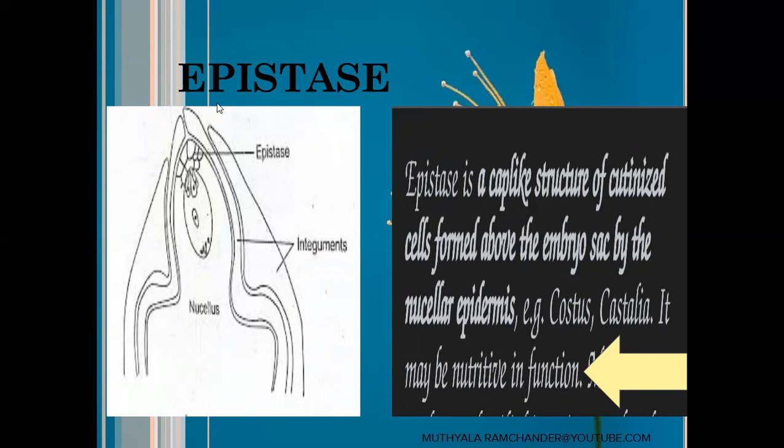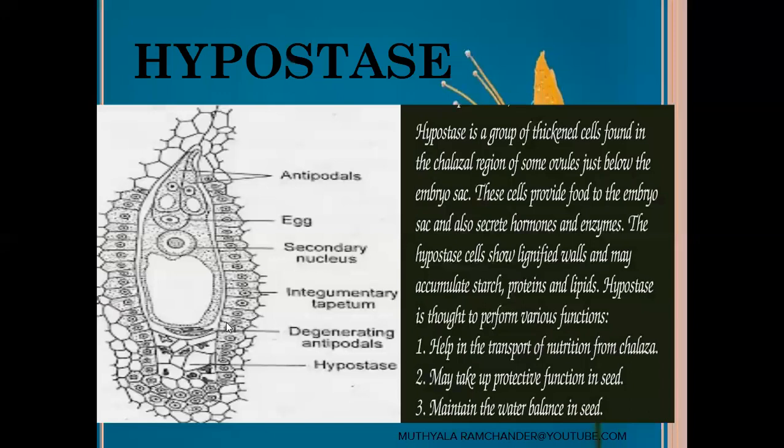Above the embryo sac, nutrient tissues are present: epistase. Below the embryo sac, nutrient tissues are present: hypostase. These are the two types of nutrient tissues present in the ovule or in the seed.